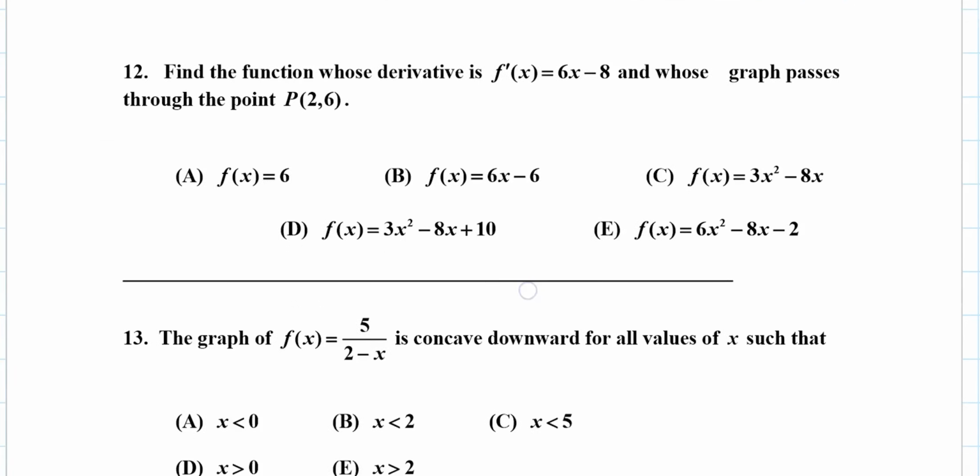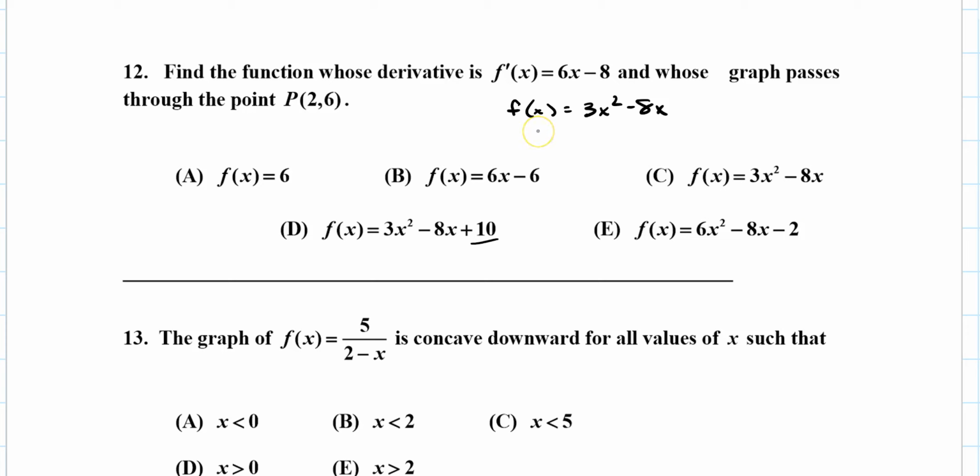12. Find the function whose derivative is 6x minus 8 and whose graph passes through the point (2, 6). Again, we're going to skip this one. What we could kind of figure out is, because the derivative is 6x minus 8, we know that the function had to at least be 3x squared minus 8x to get that derivative. But we don't know how to get that plus 10. Again, this is an anti-differentiation problem.